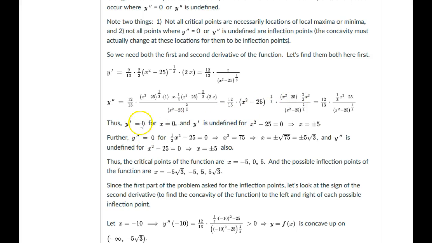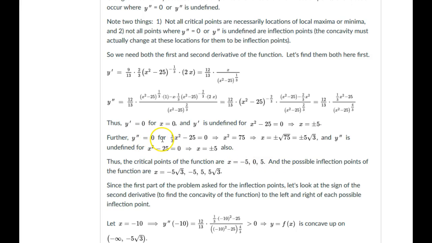Okay, so y prime equals 0 for x equals 0, right? To figure out when a rational function like this is 0, you set the numerator equal to 0, so x is 0. It's undefined when the denominator is 0, or when x² − 25 equals 0, which means that x equals plus or minus 5. So those are my critical points, x equals 0 and x equals plus or minus 5. Right here I wrote that. Critical points of the function are x equals −5, 0, and 5.